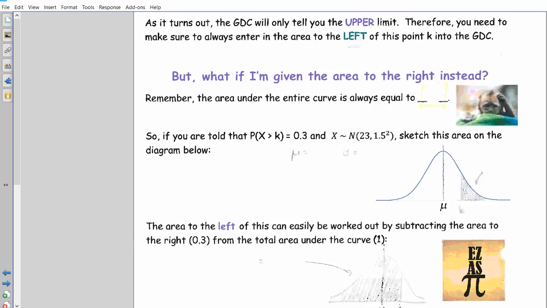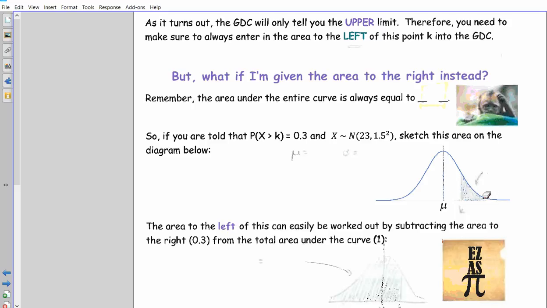Let's go into the next question. So as it turns out, the GDC will only tell you what the upper limit is, it won't tell you what the lower limit is. So therefore you need to always make sure that the area you enter is to the left of the point k. So don't enter the area to the right, you've got to enter the area to the left.